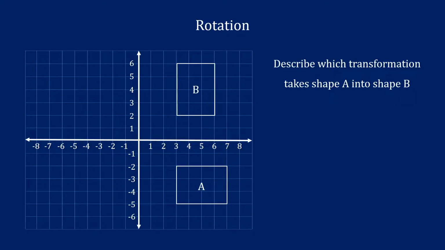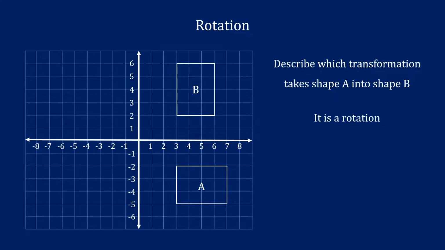So take a look at this question. Describe which transformation takes shape A into shape B. Yeah, you know it's a rotation because it's a rotation video. But how do we know it's a rotation? Well, take a look. It's not a translation because the shape has changed directions. And it's not a reflection either, because if there was a mirror line between those two shapes, that wouldn't really look like that, would it? So it's going to be a rotation.